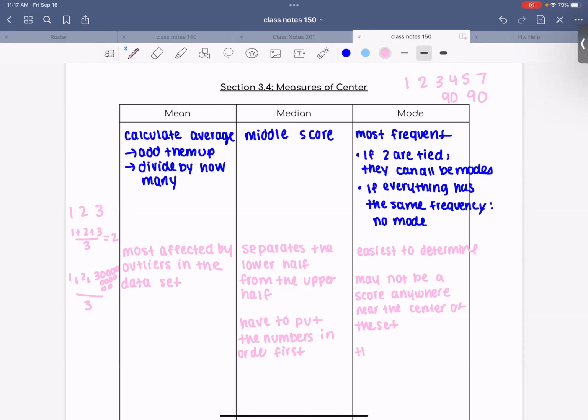So this is the only measure that can be used on all qualitative data. Okay, why did I say all qualitative data? Is there another measure of center that can be used on some qualitative data?